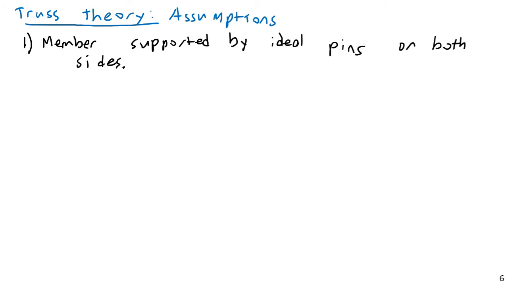Even the strongest connection, if I just lean on it, will bend slightly. That connection will rotate ever so slightly. So there's no such thing as a fixed connection. There's no such thing as a pure pin connection. Everything is somewhere in between.